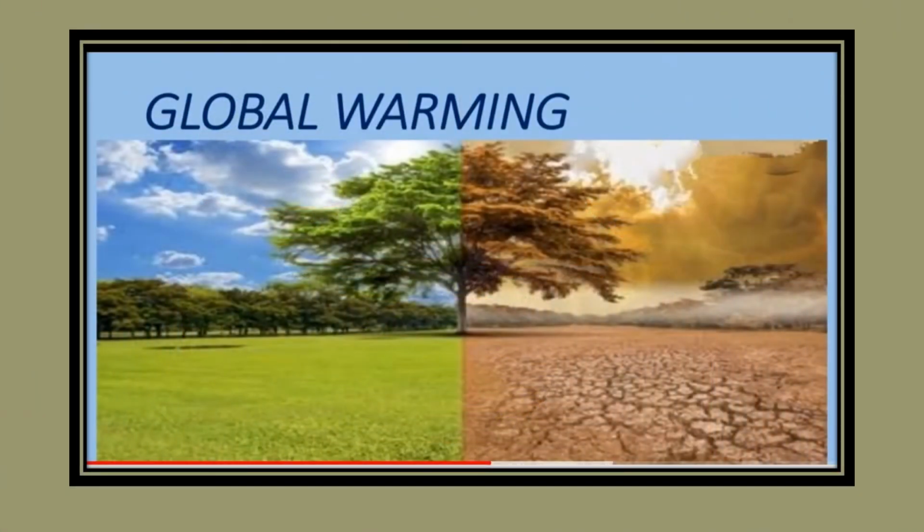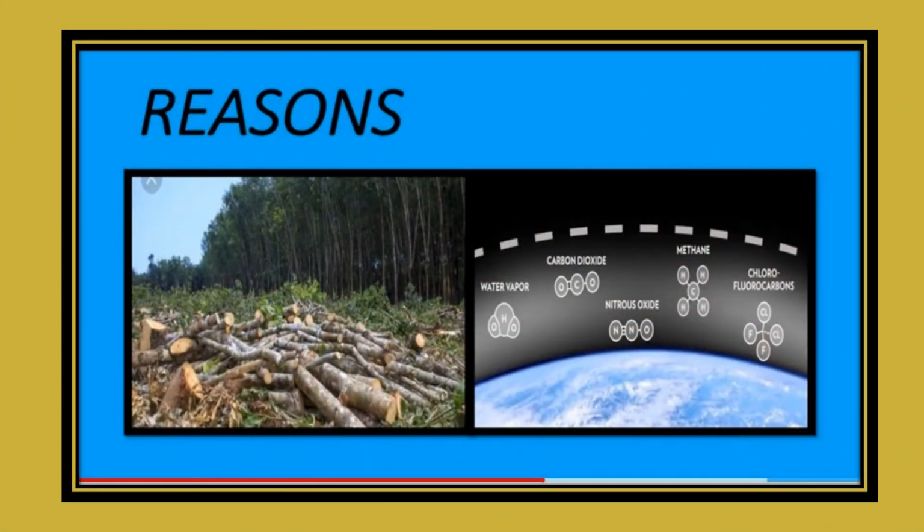Now we will learn about global warming. Climate is being affected due to human activities and interference. As a result, the temperature of the Earth is increasing. This is called global warming. Reasons for global warming: the greenhouse effect. Earth's greenhouse gases trap heat in the atmosphere and warm the planet. The main gases responsible for global warming include CO2, methane, NO2, water vapor, and chlorofluorocarbons.